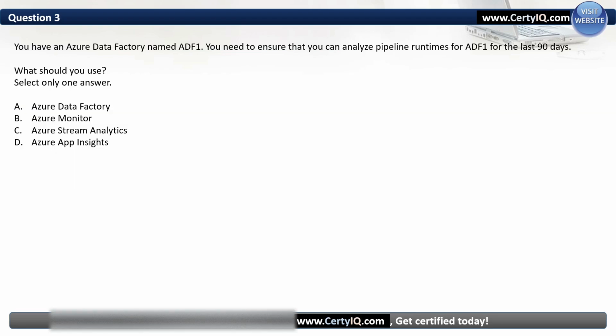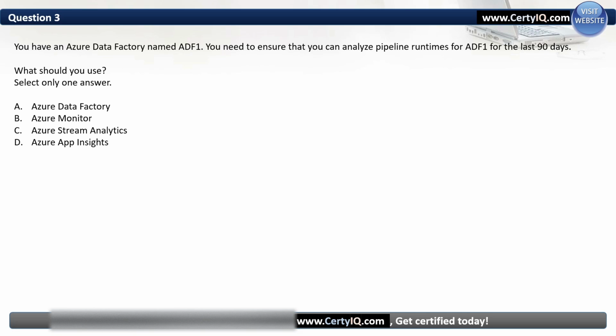Question 3. You have an Azure data factory named ADF1. You need to ensure that you can analyze pipeline runtimes for ADF1 for the last 90 days. What should you use? Select only one answer.